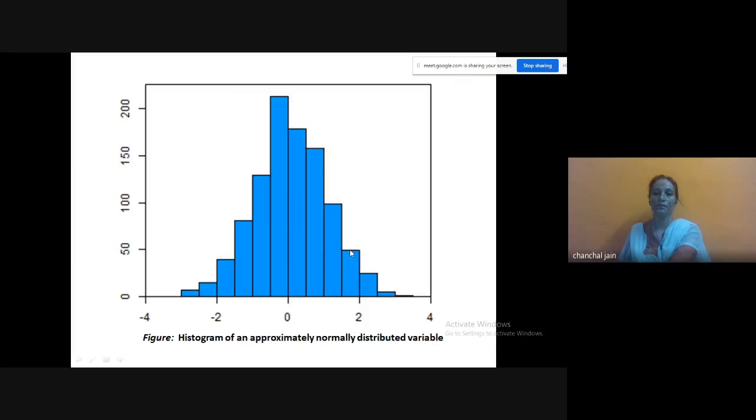Here you can see a histogram, because one of the methods of checking normality is the histogram. Suppose your dependent variable shows this kind of histogram; this type of histogram indicates a normally or approximately normally distributed variable. If your variable shows such a histogram, you can say that your variable is normally distributed.